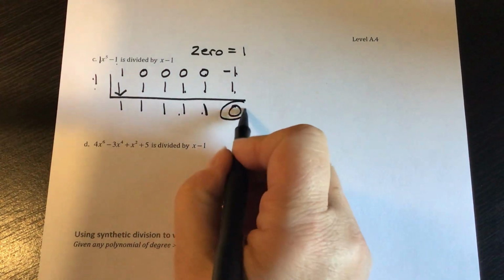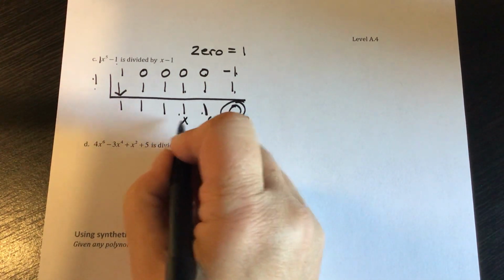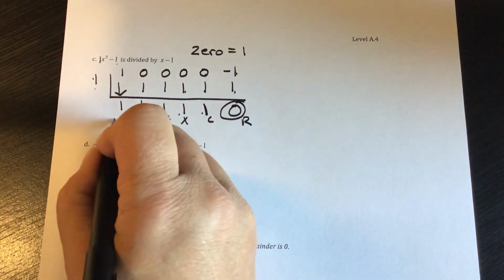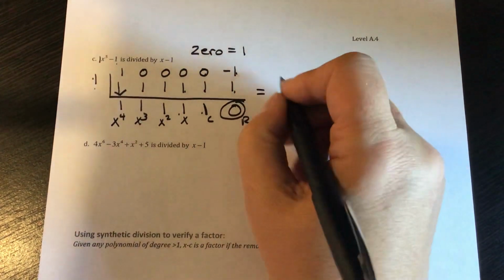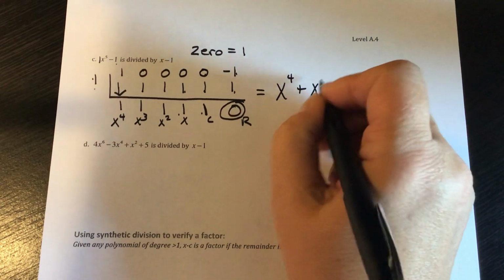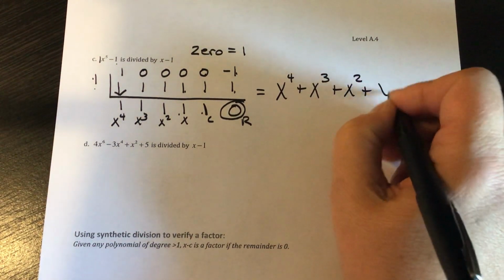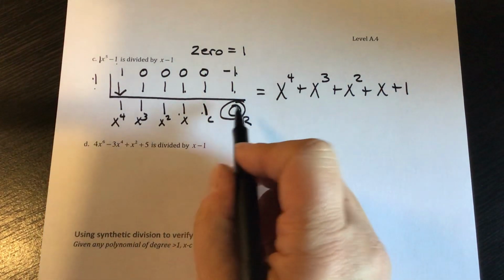So this time I have no remainder. Here's my constant, x, x squared, x third, x 4. So my answer is 1x to the 4th plus 1x to the 3rd plus 1x squared plus 1x plus 1 and no remainder.